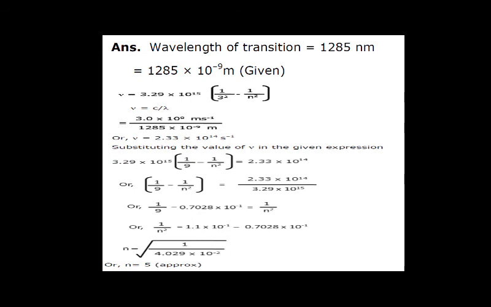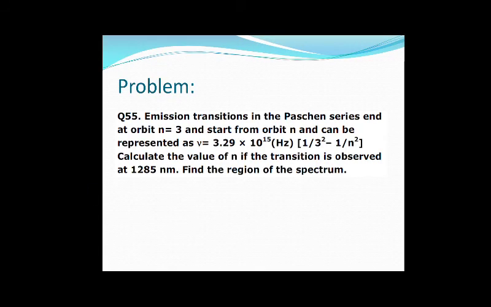The c value everyone knows, 3 into 10 raised to power 8. Lambda has been given to us, so we will put the value and calculate the nu value. It will come nu is equal to 2.33 into 10 raised to power 14 second inverse. This is the nu which we have calculated. And in the question itself the nu value has been given to us. If you see the question once again, the nu value is already given, and we have also calculated the nu value. Both are frequency, so we will equate these two, the nu value which has been given to us and the nu value which we have calculated right now.